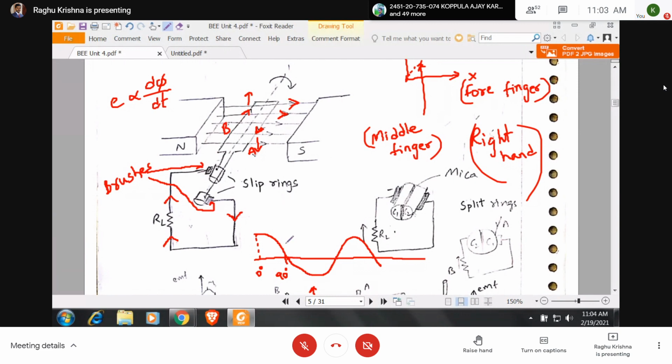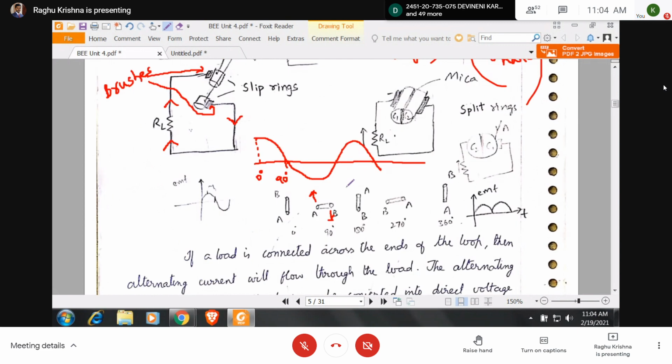At 90 degrees, you can see here the movement of the conductor. At this position, these are the lines of force. Here you can see the conductor. The conductor will be moving parallel to the lines of force. So the flux cut by the conductor will be 0 at 90 degrees. Is it clear? This is very important.